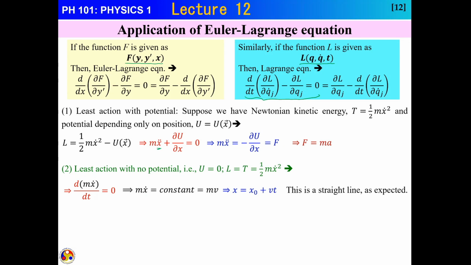So the particle with only kinetic energy can move on a straight line when there is no potential in one dimension. It's a one dimension problem.